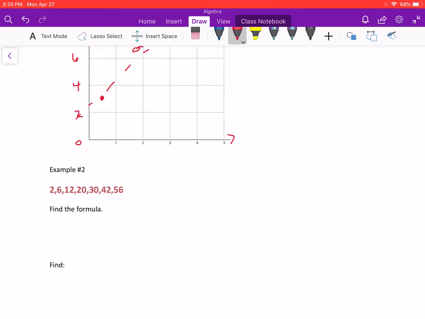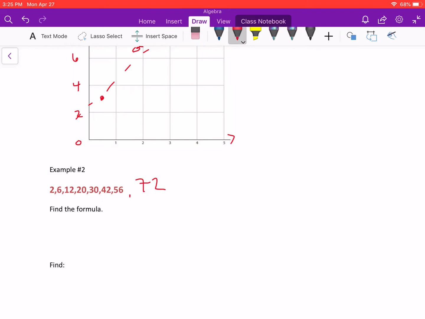So if we look at the next one, example number 2, we have 2, 6, 12, 20, 30, 42, and 56. I can look at this and say, okay, so we go 2 to 6, that's 4, 6 to 12, that's 6, 12 to 20, that's 8, 20 to 30, that's 10, 30 to 42, that's 12, and so on and so forth. But we're being asked to find a formula. And so naturally, in my brain, the next number I believe that would be here would be a 72. But how do I find that formula?